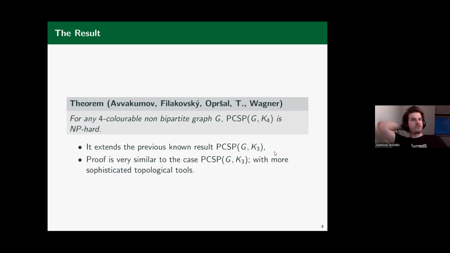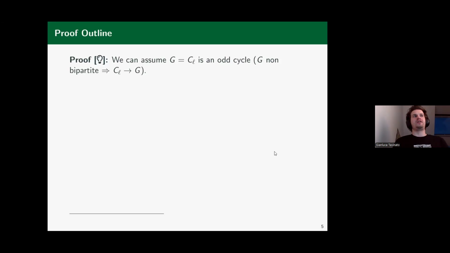And it's proven via a very similar proof. The proof uses basically the same topological idea, but with much more sophisticated topological tools. So it is still topological in nature, but requires a much more careful usage of topological tools. So let me give a rough outline of how the argument goes, and then we'll expand on each step later. The first observation that we can make is that it's actually enough to show it for only odd cycles.